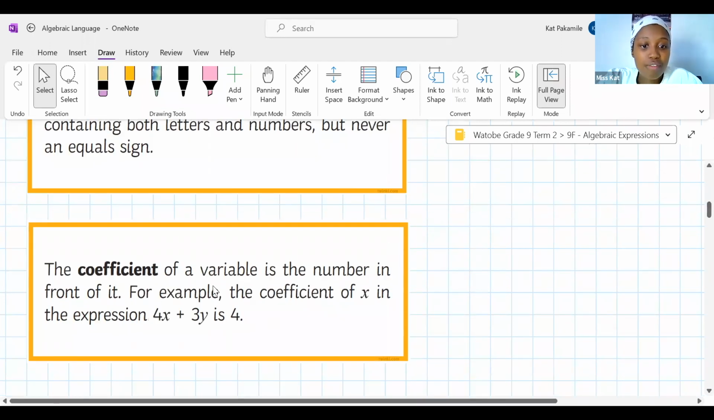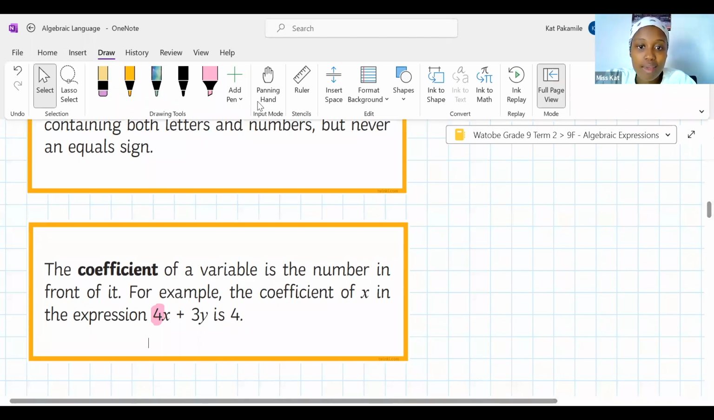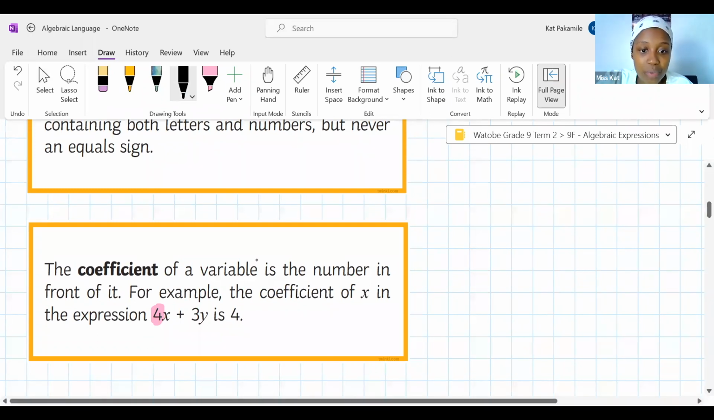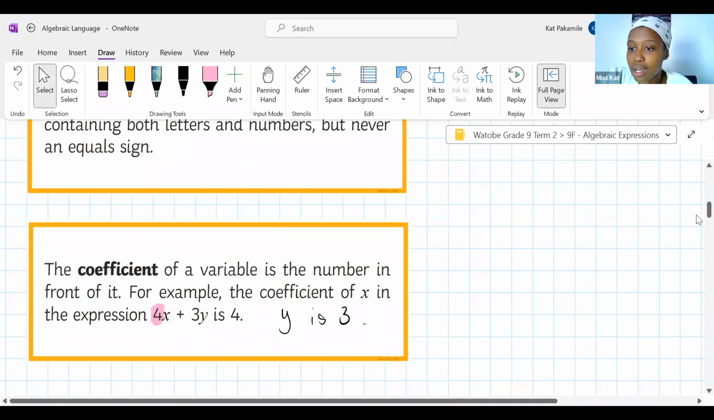Okay. Coefficient of a variable is the number in front of it. For example, the coefficient of x in the expression 4x plus 3y is 4. So when we say the number in front of it, it is that one there. If I say to you, what is the coefficient of y in the same expression? Tell me guys in the chat. Thank you, Chichi. Thank you very much, Oliver, Bridget, not for x, but for y. So in this particular expression, the coefficient of y is 3. Okay, we get the point.